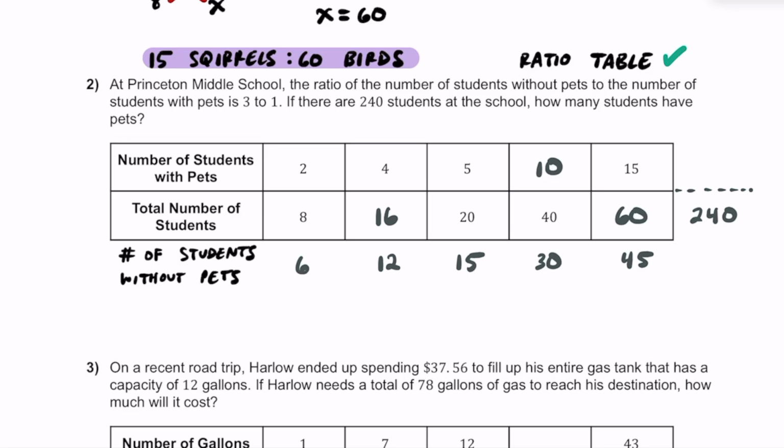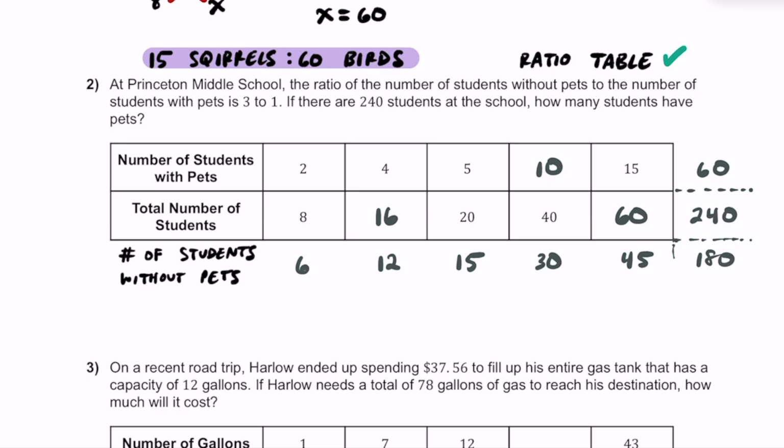So if we see here that this 60, we could use 60 actually pretty nicely. We could times this by 4. And so if we times that by 4, we can multiply this by 4 as well. So 15 times 4 would be 60. So if there were 240 total students, 60 of them would have pets, which also means here that 180 of them would not have pets.